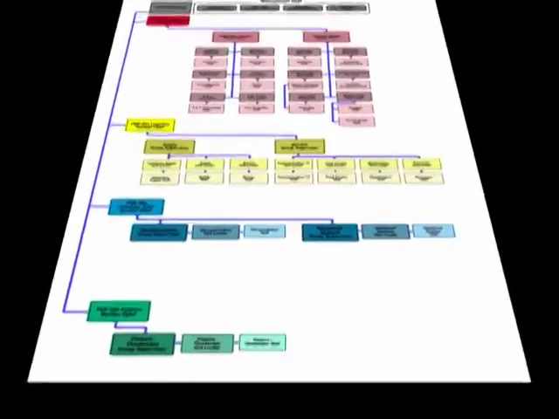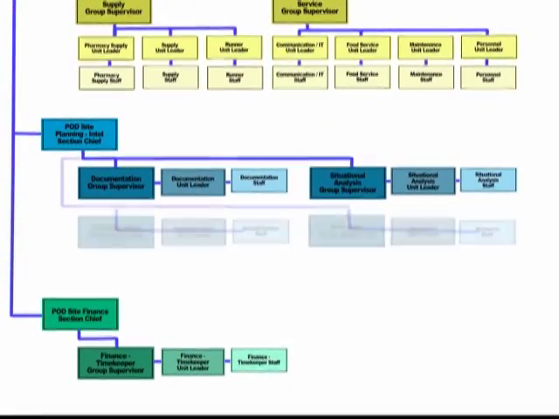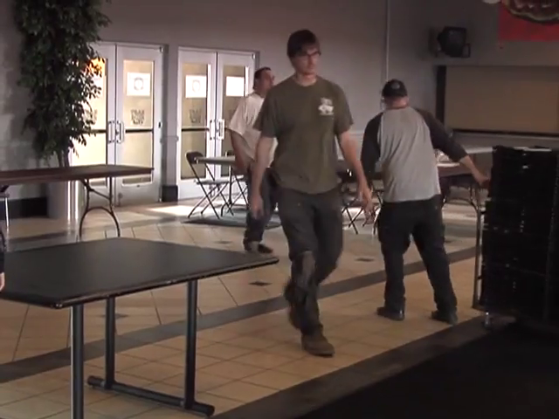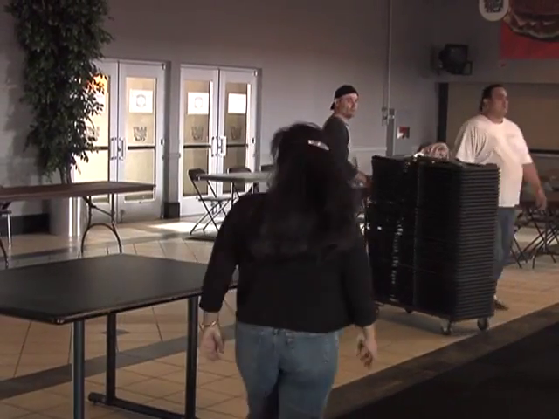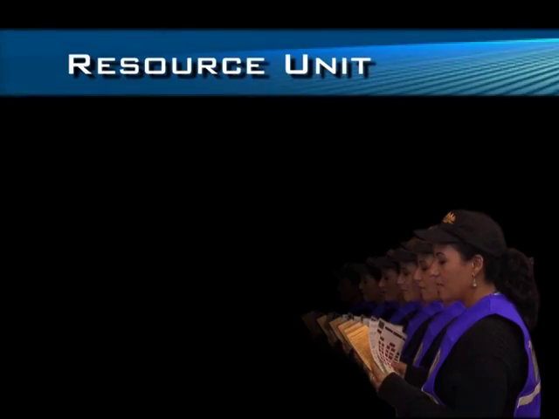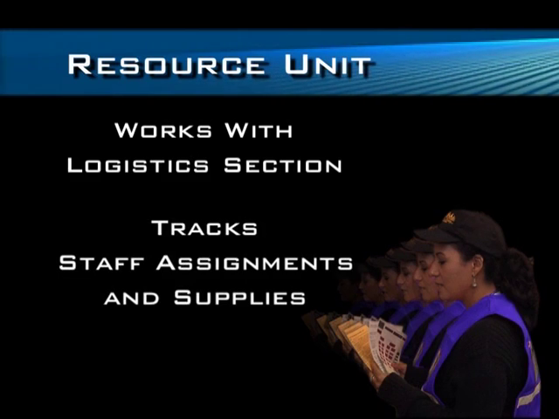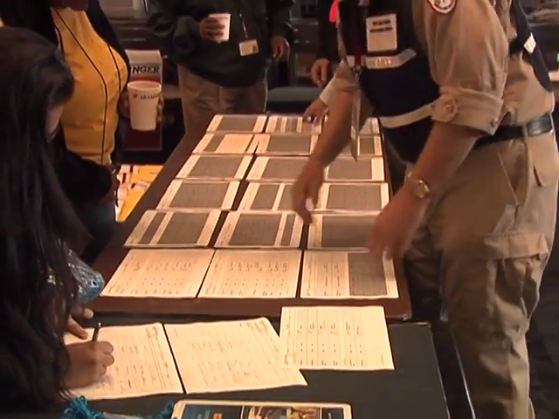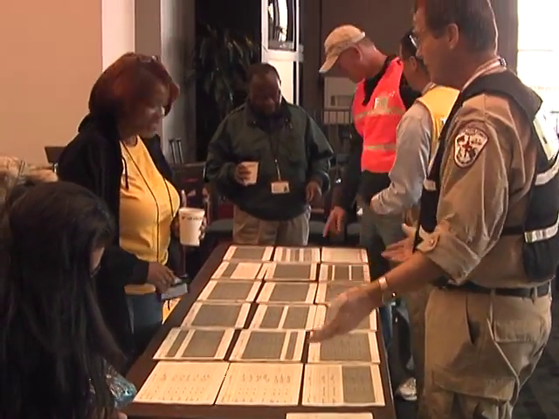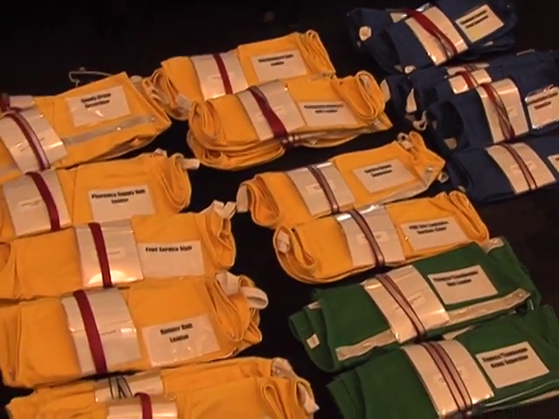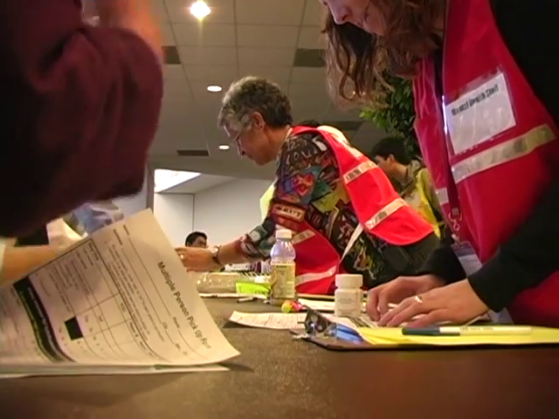If your pod's large enough, the planning team might add a resource unit or a demobilization unit. In smaller pods, these responsibilities will be carried out by the regular planning staff. A resource unit would work directly with the logistics section on tracking pod staff assignments and supplies. They would conduct the check-in and check-out procedures, and time permitting, they would determine qualifications and identify expert skill sets of staff for better assignment or redeployment.